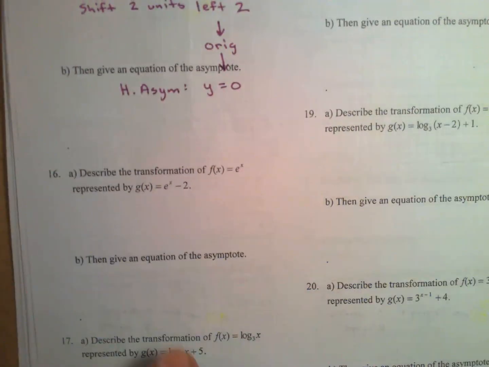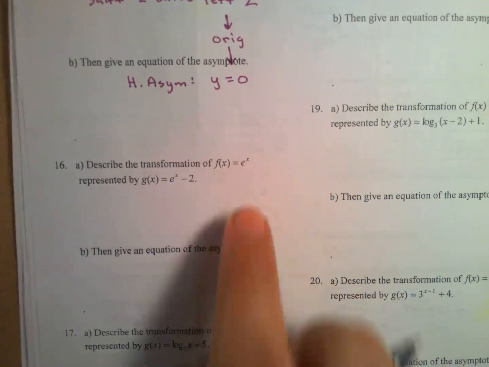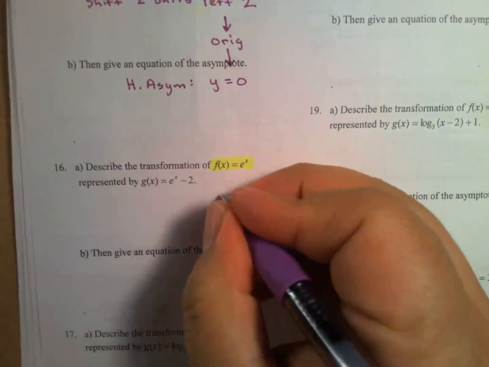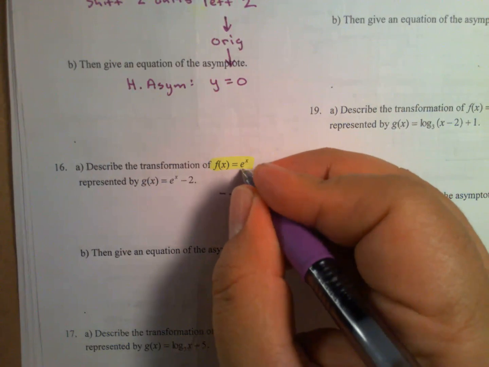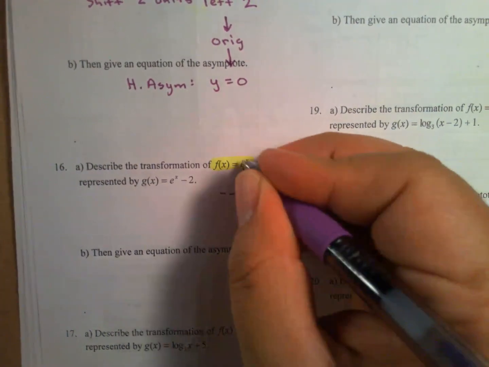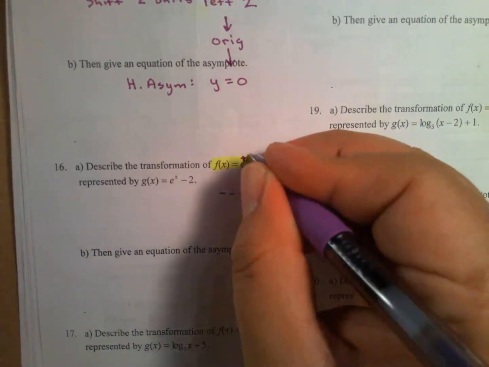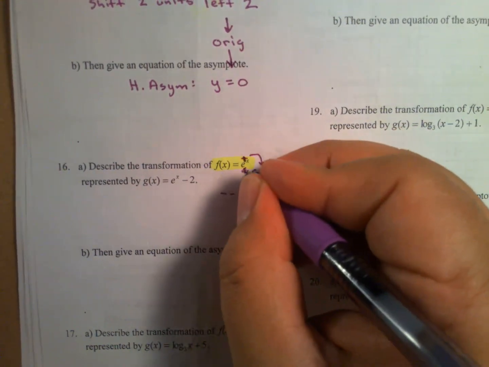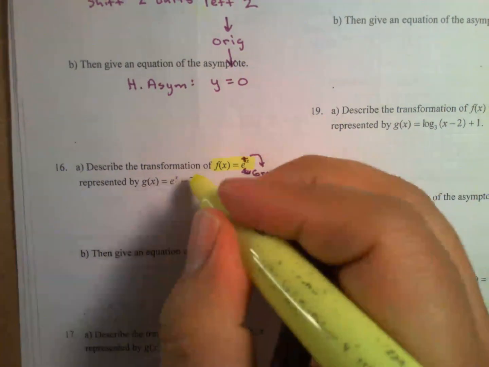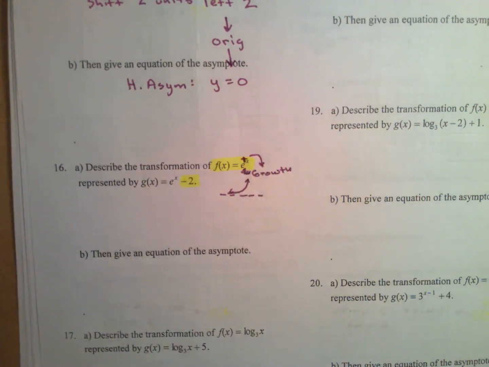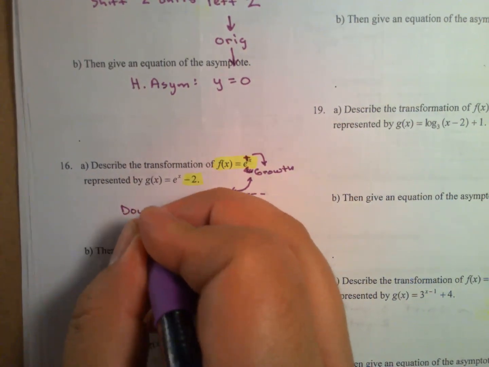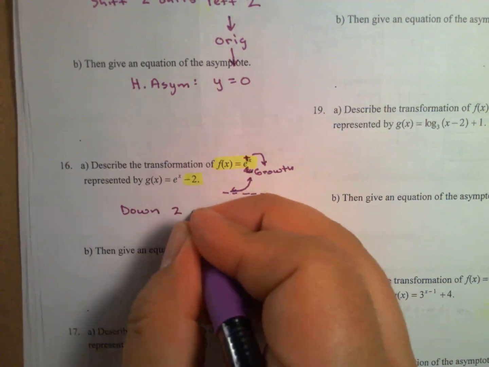But look at number 16. This is also an exponential function, which means, yes, I have a horizontal asymptote. This is growth right here. Sorry, because it's positive, it's growth because of that, not this. So we know it's taking off like that. But look at that minus 2. That minus 2 is not in the power. So we're going to head down 2 units.